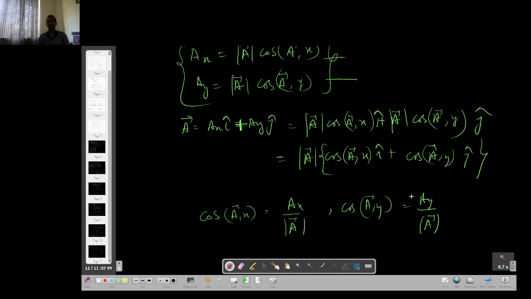So let me do one thing, and that thing is that let me generalize this to 3D. So for 3D, in a similar fashion, I can write down the things. Say it is the x-axis, it is the y-axis, and say it is the z-axis, and say there is a vector A here.